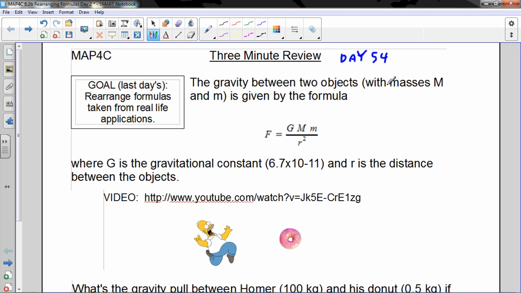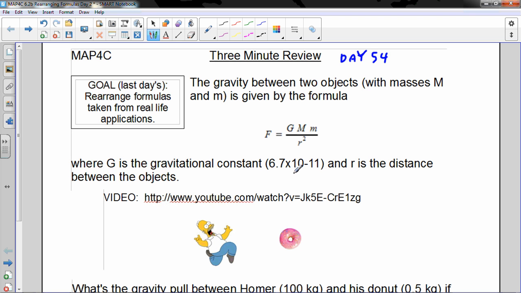All right, MAP4C day 54, our second day on rearranging formulas. And the 3-minute review has another physics formula, and it's famous in the physics world. This is the force of gravity that occurs between any two masses that are r units apart.